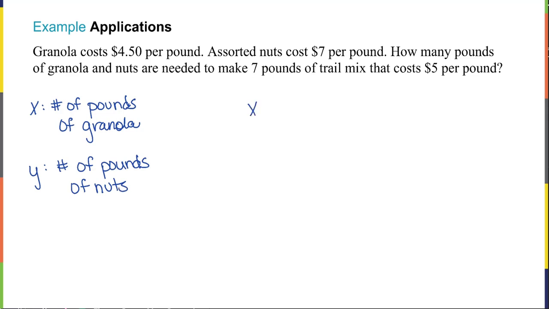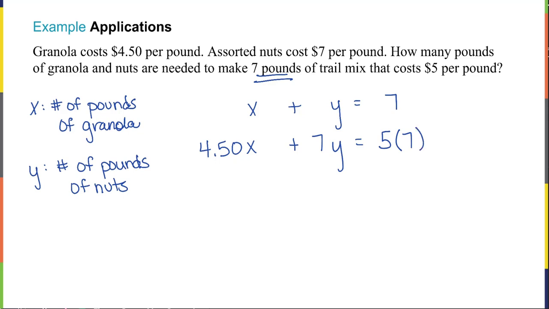So when we add the number of pounds of granola plus the number of pounds of nuts, it should equal 7 because there were 7 pounds of trail mix. But then if we multiply each of those by its cost, so $4.50 for each pound of granola plus $7 for each pound of nuts, that should equal a total of $5 per pound. There were 7 pounds, so if you've got $5 per pound, that's $35. So I'm going to replace this 5 times 7 with 35.